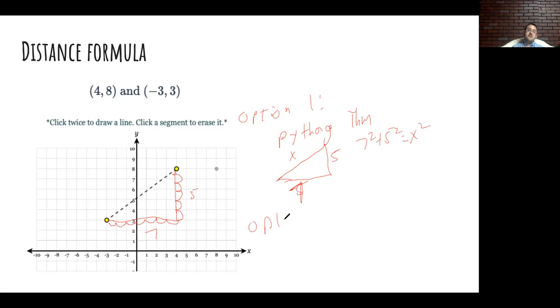And then option 2 is what we're going to learn about right now, and that is the distance formula. So just in your notes, you could take a screenshot of this discussion, or you can summarize it at the top of your notes as well.